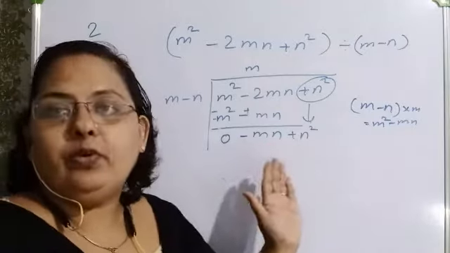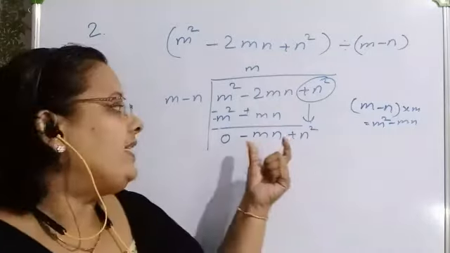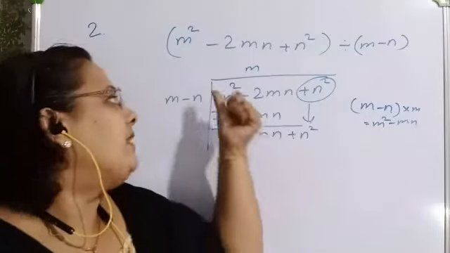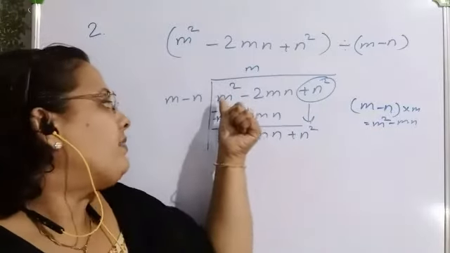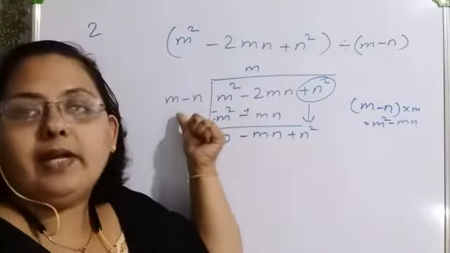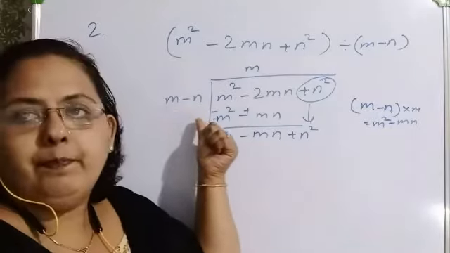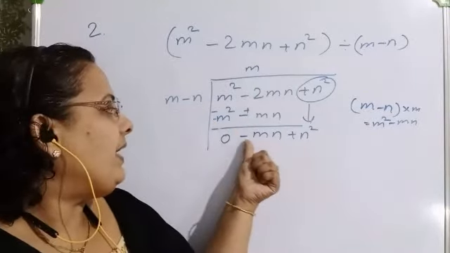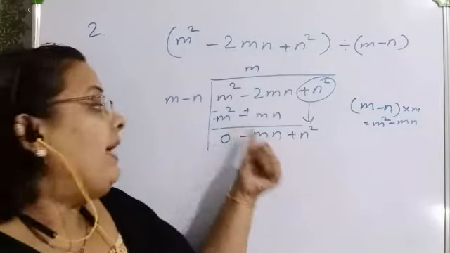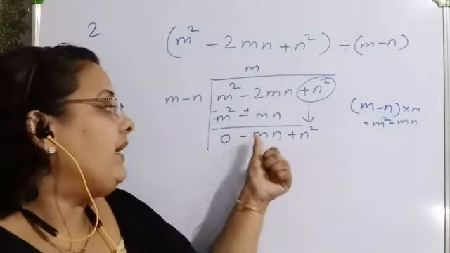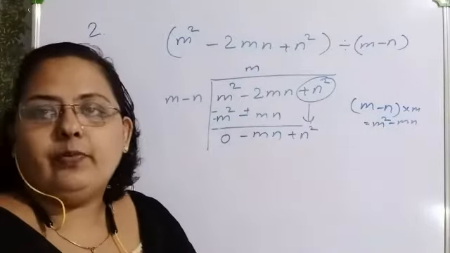This is what you have to do while you are doing the division. First term. Think for the first term. Here we got the first term as m square. We made it m square by multiplying this divisor with m. Right? Okay. Next one it is coming as negative mn. So with what do we have to multiply?